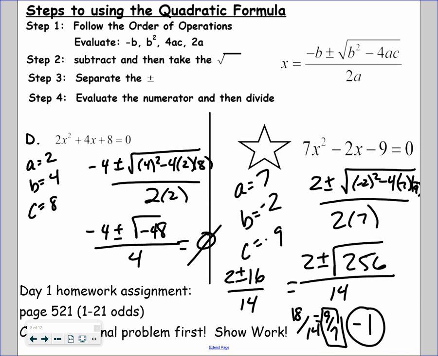So again, hopefully you got that right. There is a homework assignment or a day one assignment. Assignments may be slightly different, so obviously check your Google Classroom, but this is the quadratic formula.